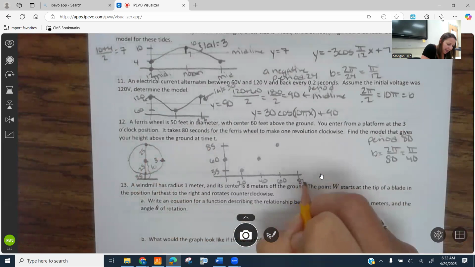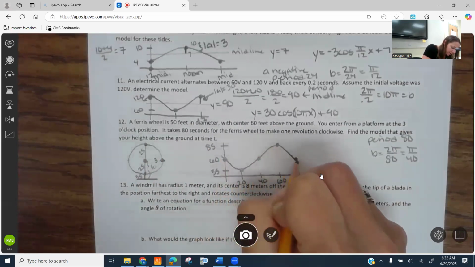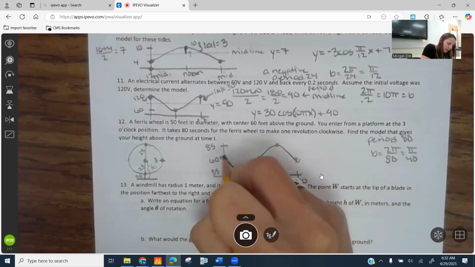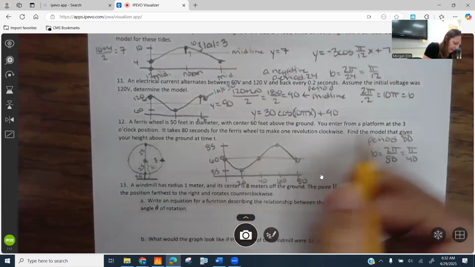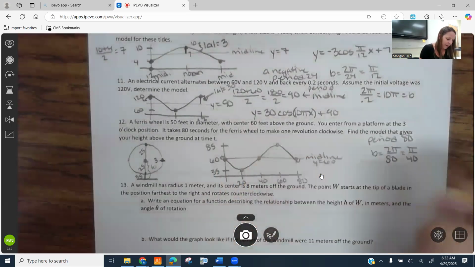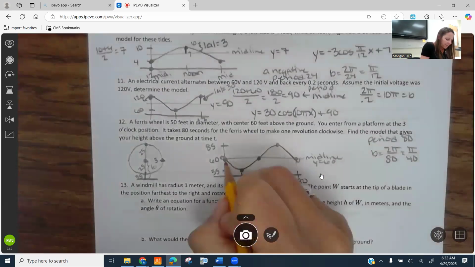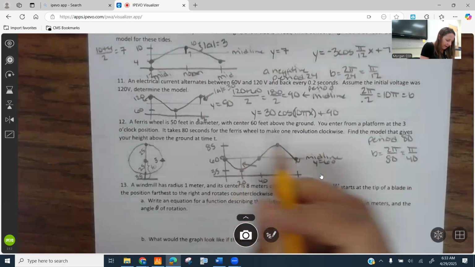All right. And then at 80, I go back. So here is my graph right here. All right. So let's find all these things. Well, this time my midline is Y equals 60. That's my K value. This time also my amplitude right here, my A value.